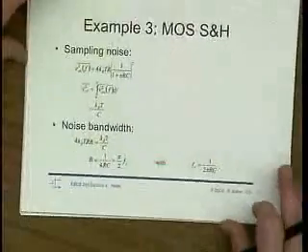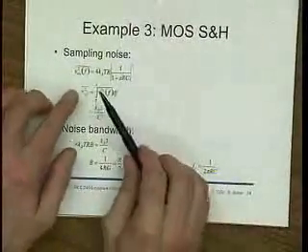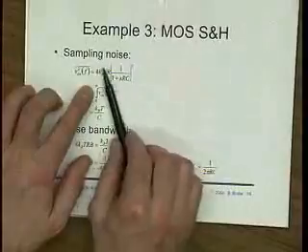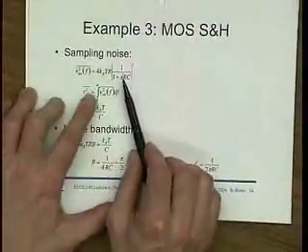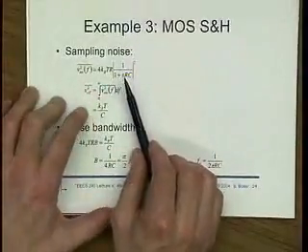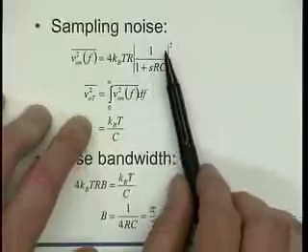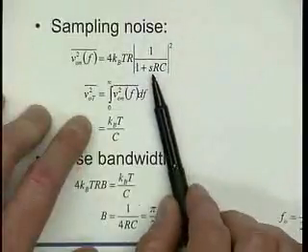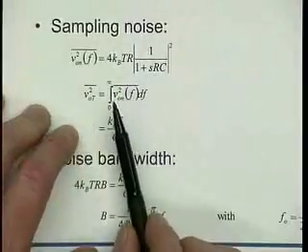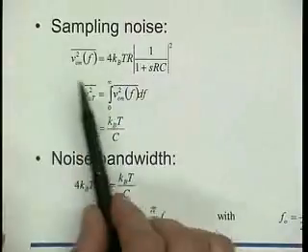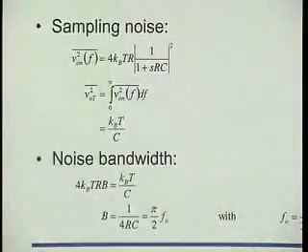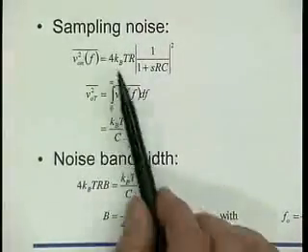Okay. So that's what I've done on the next slide. I have here the noise of the resistor. It's filtered by this RC low-pass filter, squared again. And this is the spectrum of the noise. Now the total noise is simply this thing integrated from 0 to infinity.